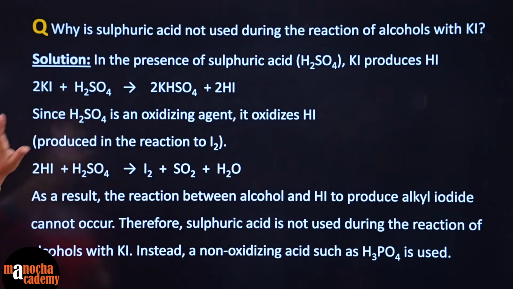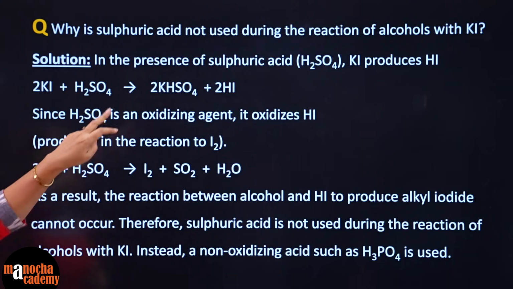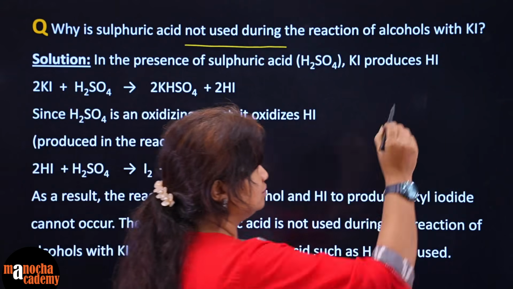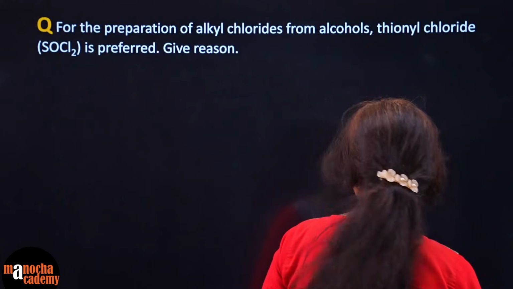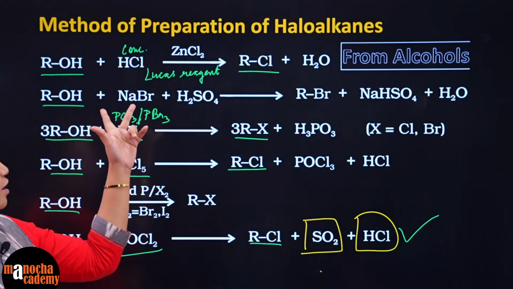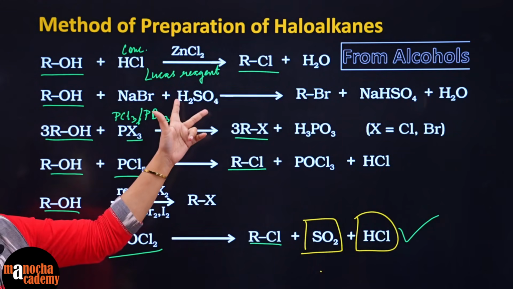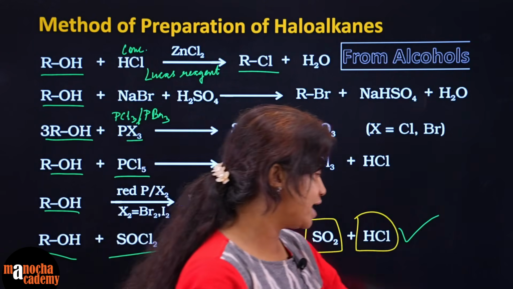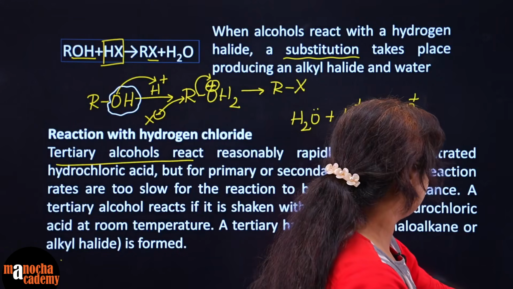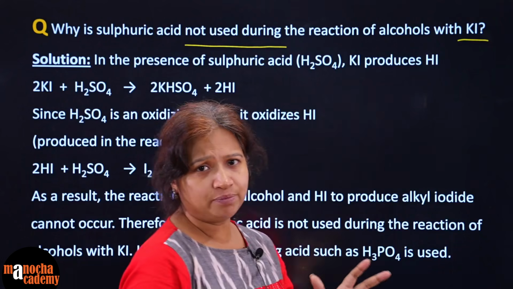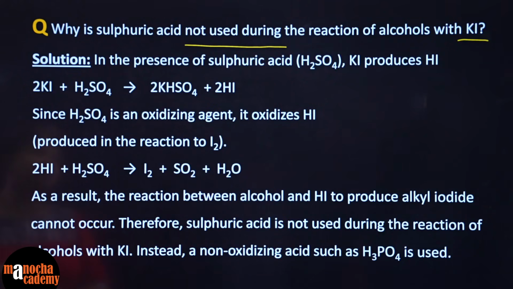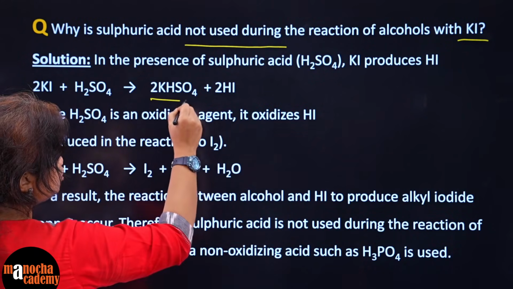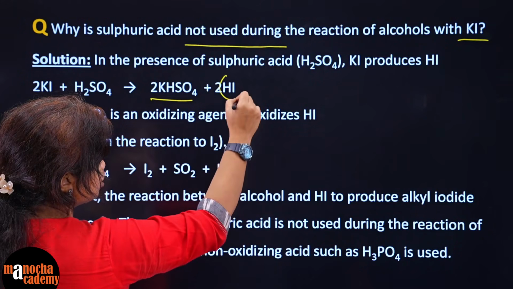Now, this is a good question. Look at the question. Why is sulfuric acid not used during the reaction of alcohol with KI? See, I move back to the preparation. Here, with NaBr, you are using concentrated sulfuric acid to prepare RBr. But why can't we do the same with KI and concentrated sulfuric acid to prepare the corresponding iodo compound? Because iodine is actually a bit mysterious. Look here. Actually you should be getting this reaction: KI plus sulfuric acid gives us KHSO4 as a byproduct, and here you get HI.